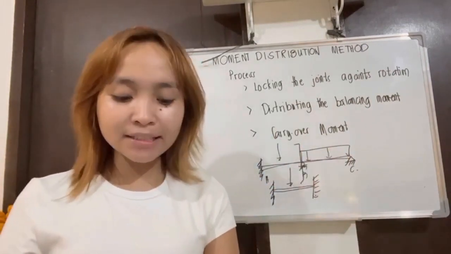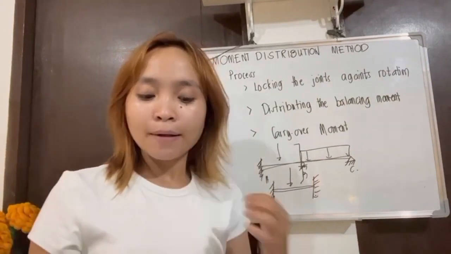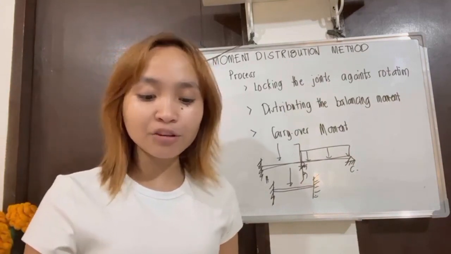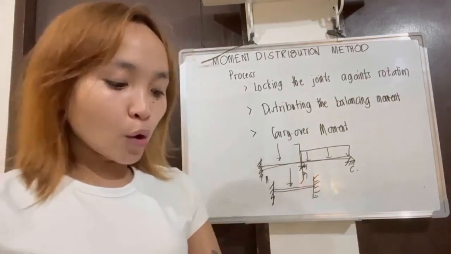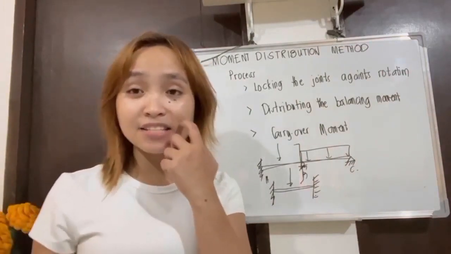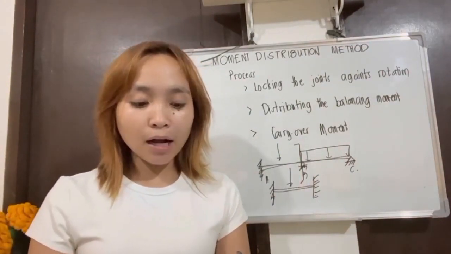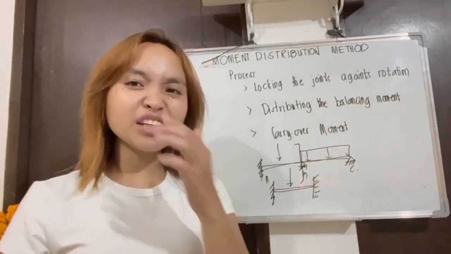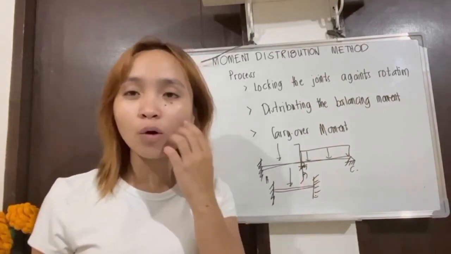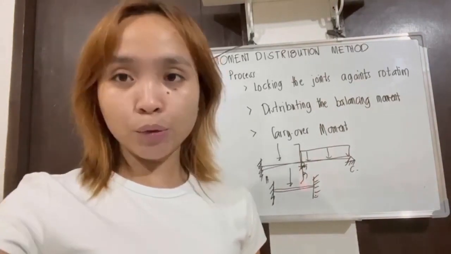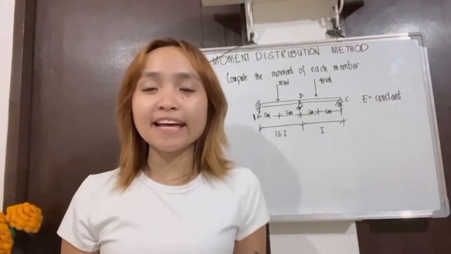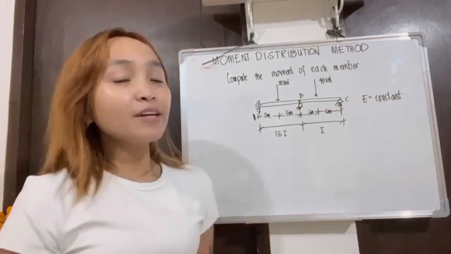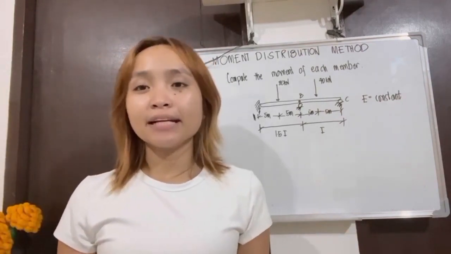So, carry over moment is you need to divide into 2 or 50% of the distribution moment to the other end of each of the resisting moment. So, carry over moment will imbalance the joints of the structure. So, it means we need to repeat the process until ang value niya is approximately equal to 0 or negligible na siya nga value. As usual, to further understand this concepts of moment distribution method is mag-provide two examples for beams and frames.